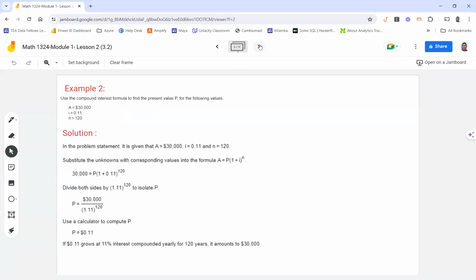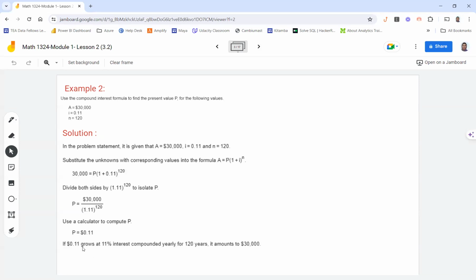Question 2. For question 2, it says, use the compound interest formula, which is the same formula we used with the previous question. This time, we're going to find the present value, P. So we have the future value, we have the I value, we have the N. So we're going to need the same formula, which is A is equal to P times (1 plus I) to the power of N. And then when we plug in the given numbers, we're missing P. To find P, we need to divide 30,000 by 1.11 to the power of 120. And using the calculator, the answer is 11 cents.